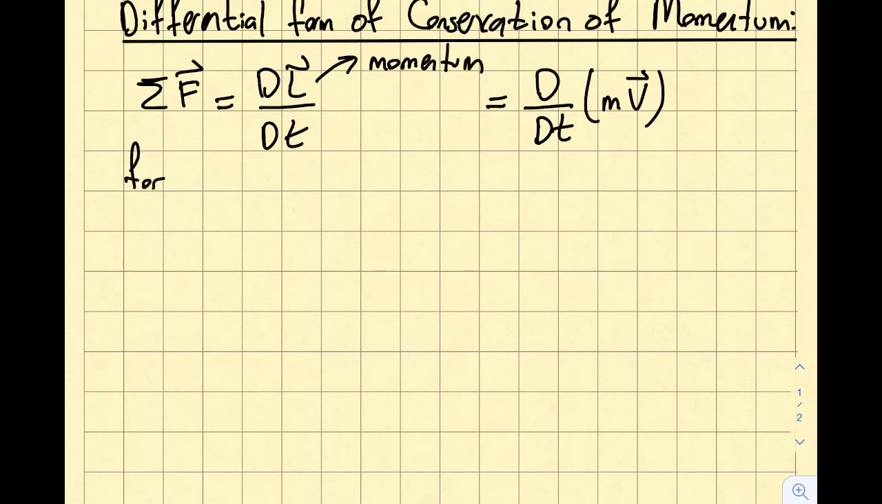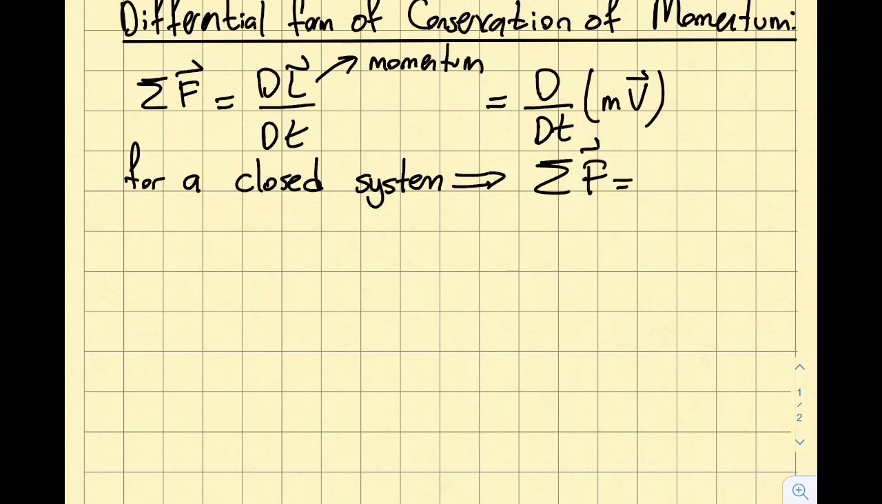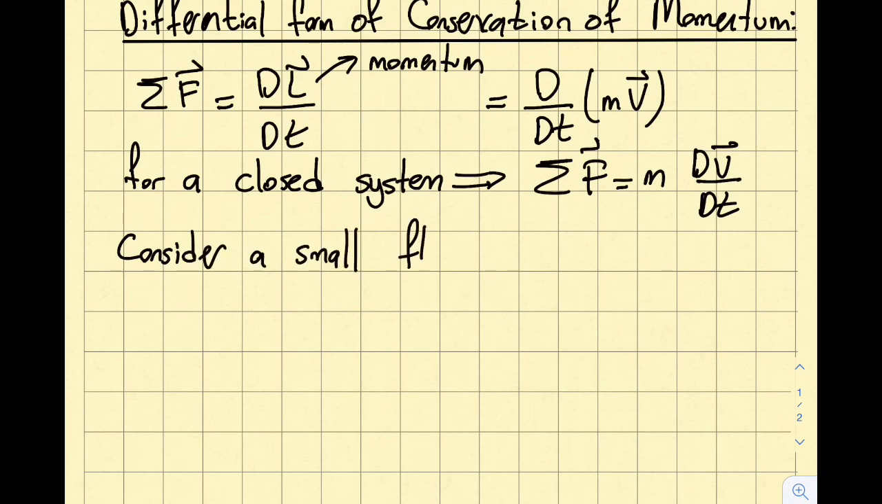So if I have a closed system, which means that no mass crosses the boundary, what I will obtain is the summation of the force vector equals m dv/dt, right? So if I consider a small fluid particle, that is the entire approach to having a differential form, as we discussed in the conservation of mass equation as well.